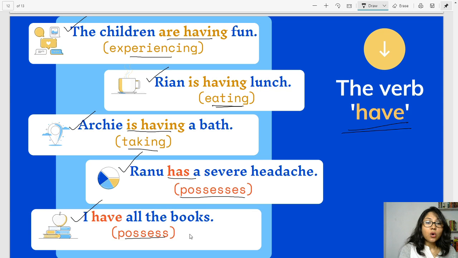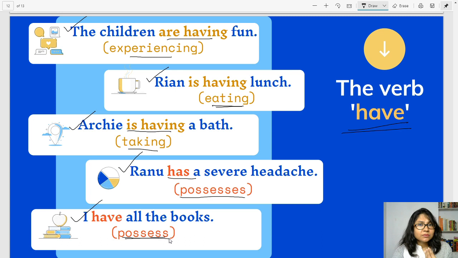I have all the books, meaning I possess all the books. I have them in the cupboard, in my home, in my shelf, in the library, in my home library. Okay. Now the mistake. I have all the books. I possess all the books. If I say I am having the books, ma'am, I am having all the books, that actually means you're eating them.